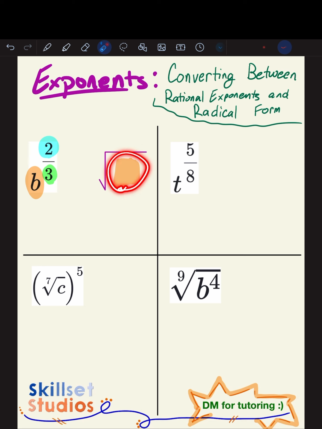Your base will always be the big term within the radical. In this case, that's our b. Your power term will be left as an exponent for that base. So in this case, we have b squared inside of the radical. And lastly, the bottom of that fraction will be the root, which goes on the outside of the radical. In this case, that's our 3.